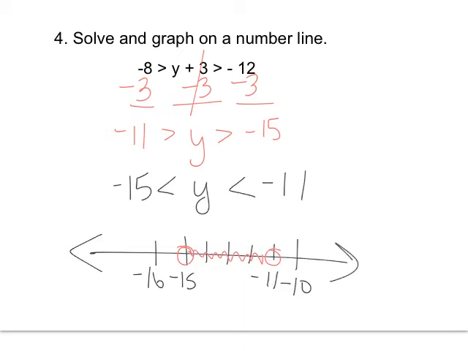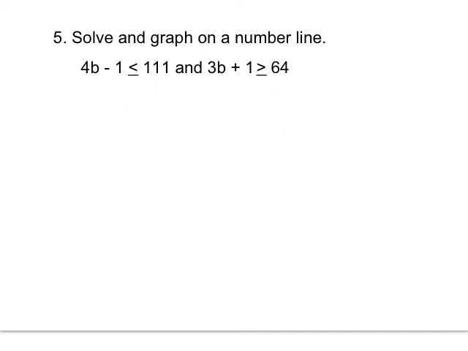So go ahead and try number 4 on the worksheet now. Pause. Number 5 on the worksheet is going to look similar to this problem. Notice this time we actually have the word "and" and we have 2 separate problems. So I'm just going to treat these as 2 problems, and I'm going to solve them both.